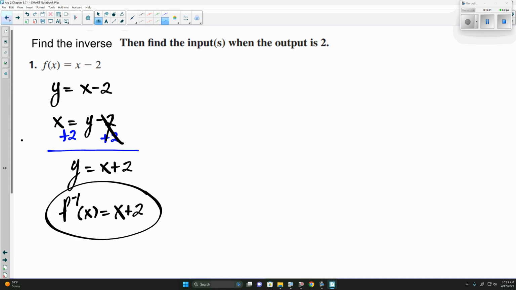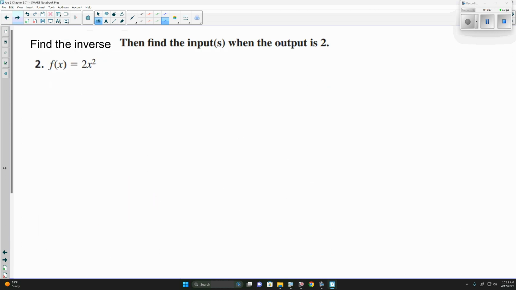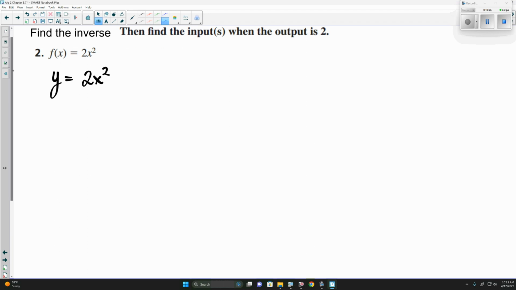Yeah. Its inverse is not a function. So it technically does have an inverse, but its inverse is not a function, and we'll see that here in a minute. Now we can still find an inverse because we take the function, and first step is to replace f of x with y. It's equal to 2x squared.